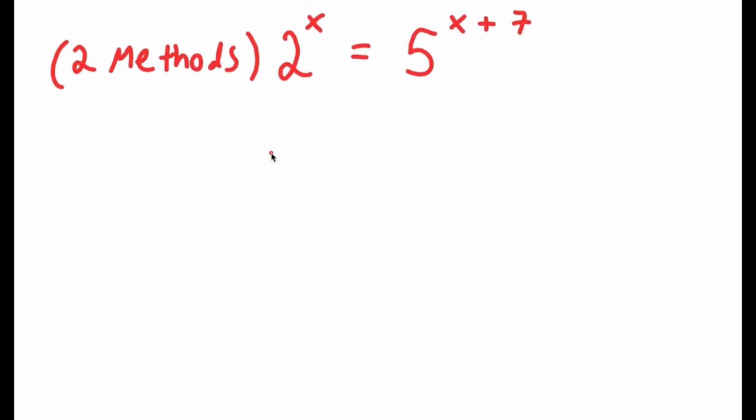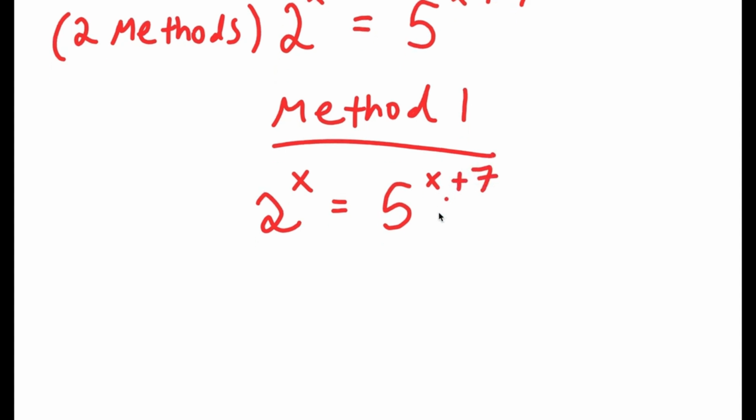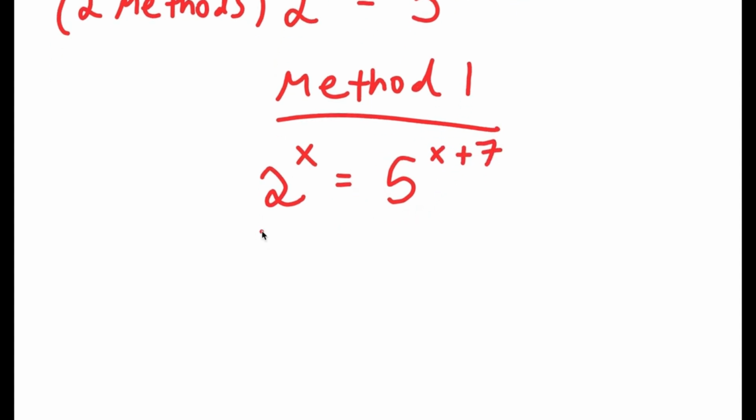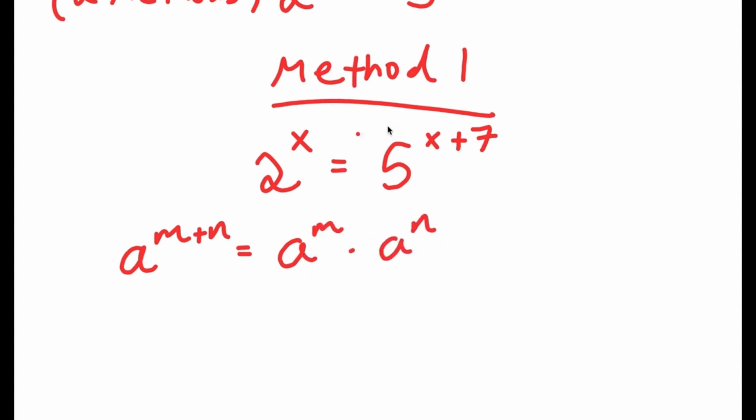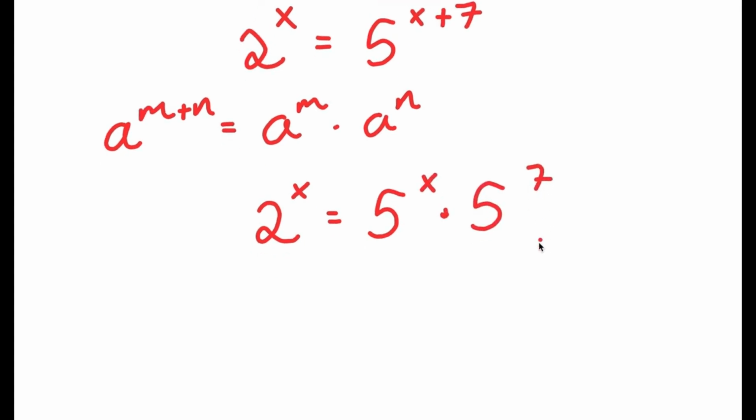So for my first method, method 1, I'm going to write my problem right here. 2 to the power of x is equal to 5 to the power of x plus 7. And if I have something in the form a to the power of m plus n, this is equal to a to the power of m times a to the power of n. So 5 to the power of x plus 7, I can write that as 5 to the power of x times 5 to the power of 7.